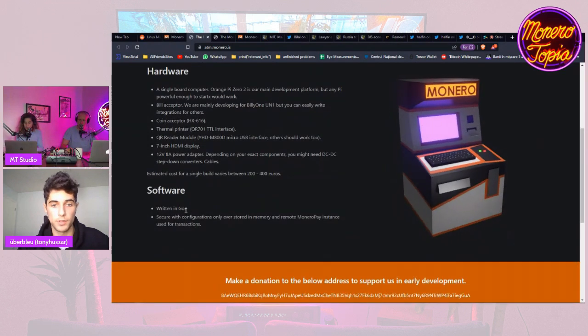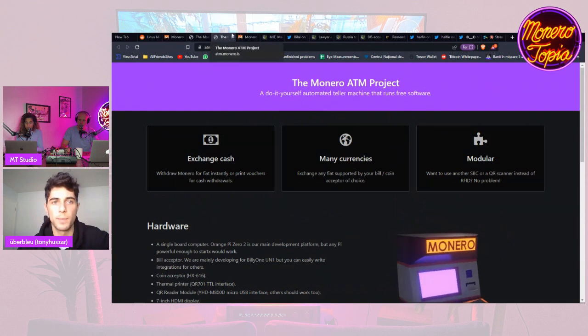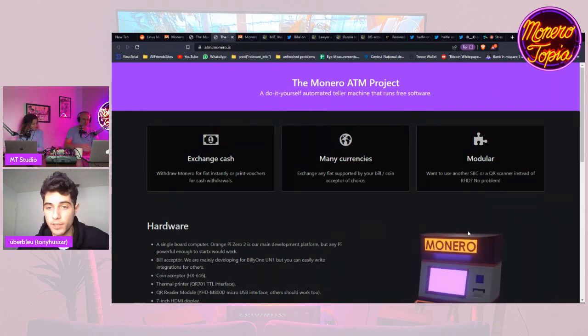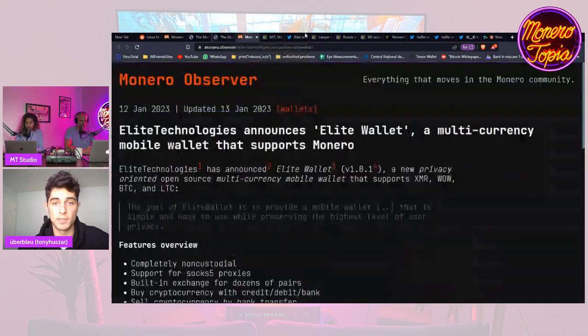And it's written in Go. That's cool to see. And of course, there's no camera like all the other ATMs. And it's cool.